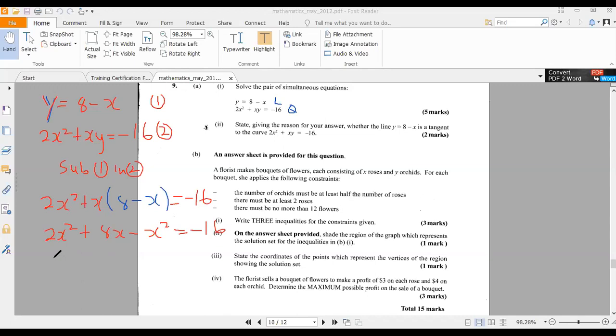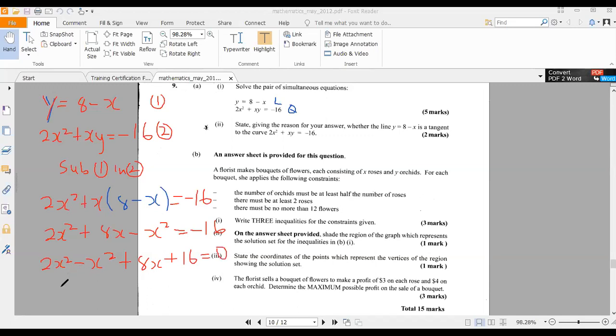Right? So we group all the like terms, equal to 0. So we are going to get 2x squared minus x squared plus 8x plus 16. Why plus 16? I need to equal it to 0. So for me to equal to 0, I bring the negative 16 on the left hand side, so it becomes positive 16, is equal to 0. We follow so far?